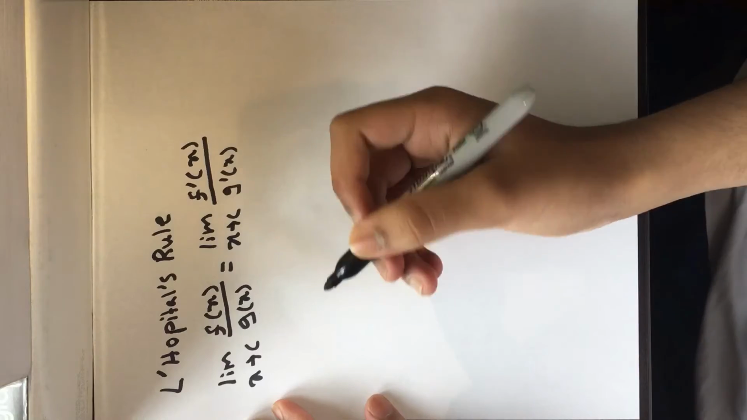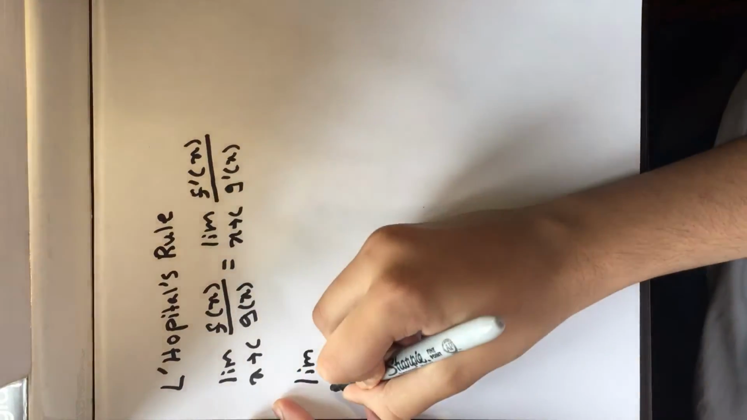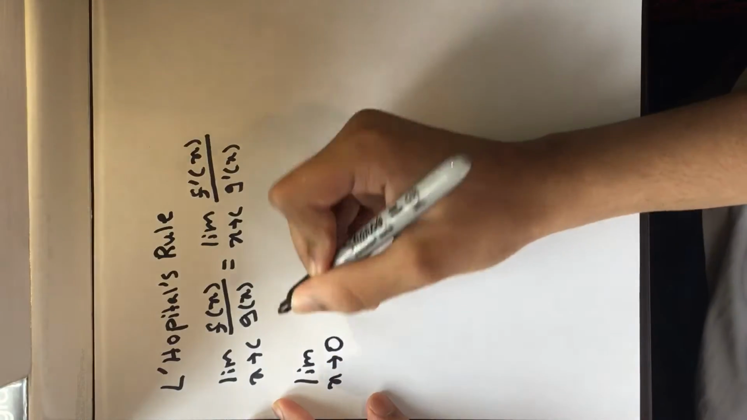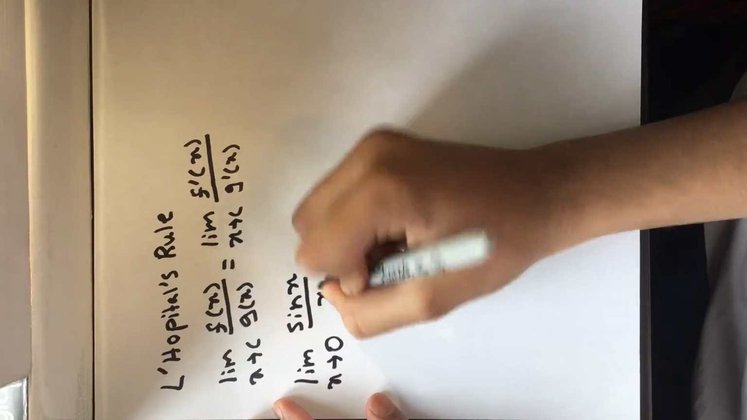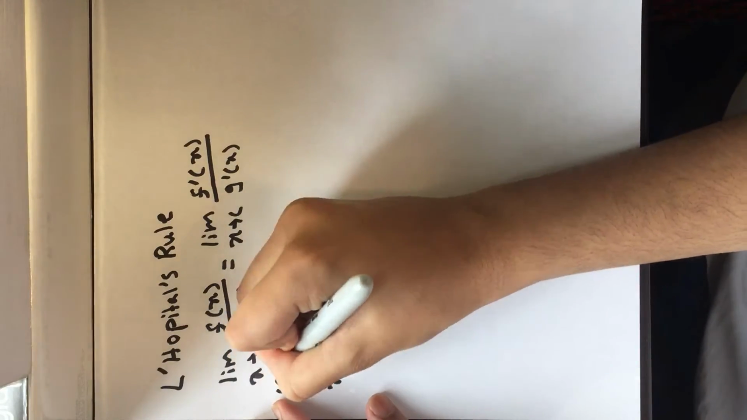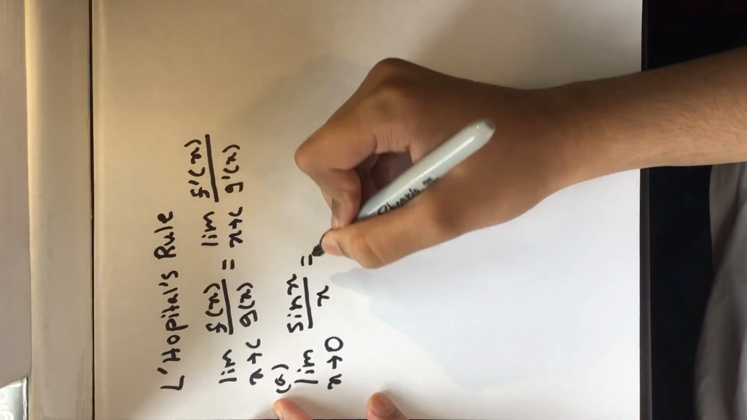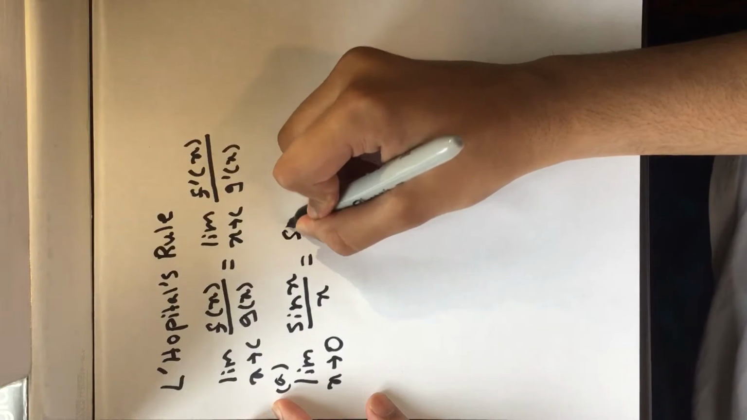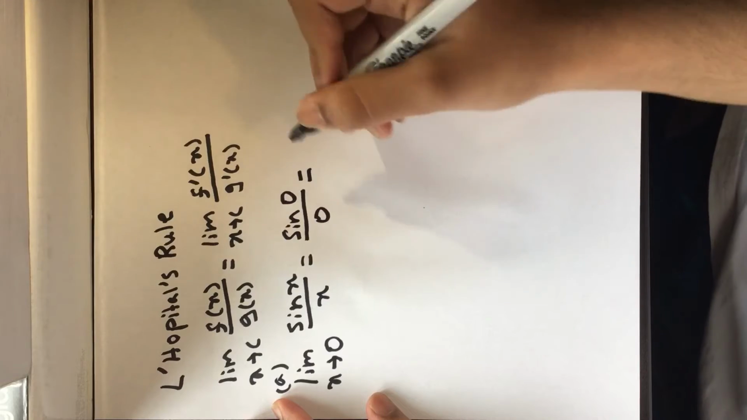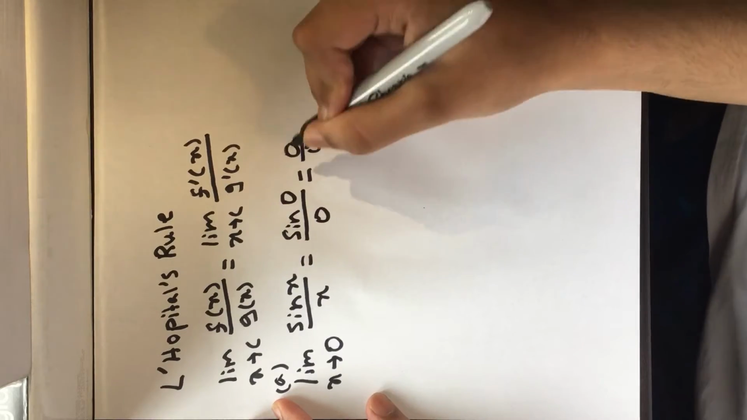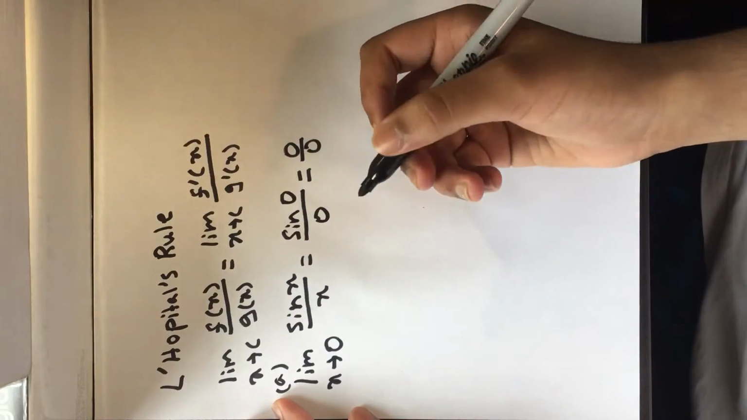So one case where it's useful is if we have a function like this, limit as x goes to 0 of sine x over x. Let's call this problem A. If we try direct substitution, we would get sine 0 over 0. We know sine 0 is just 0, so we'd get 0 over 0. This is indeterminate. But using this rule, we can find the limit.